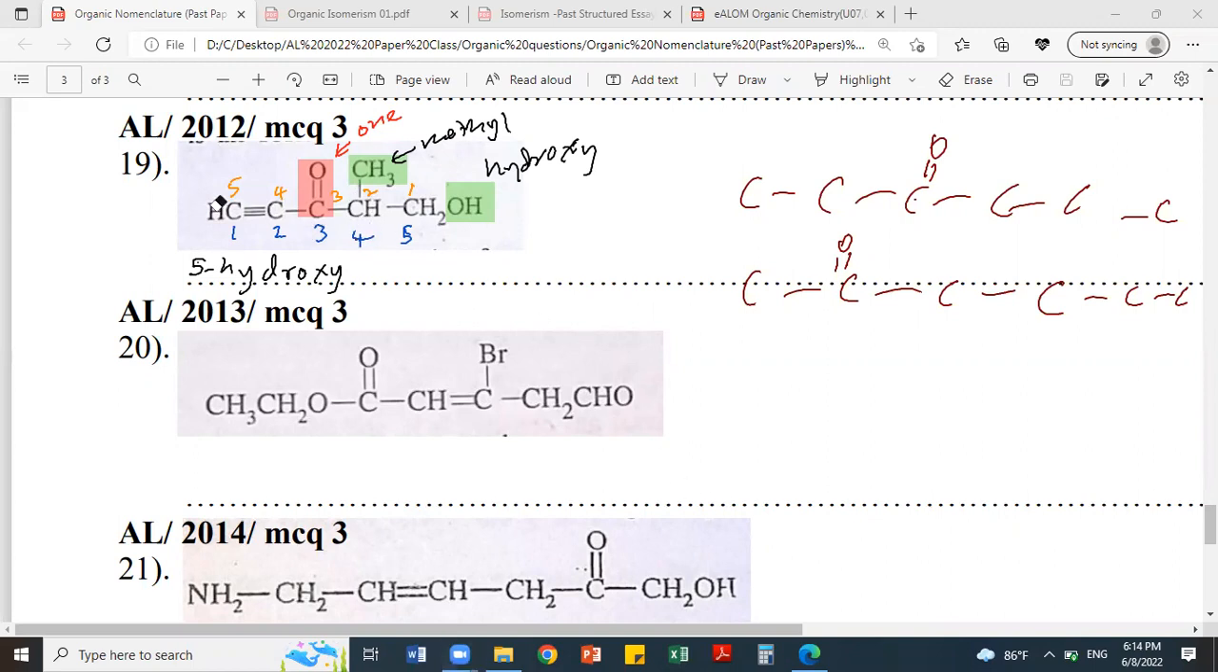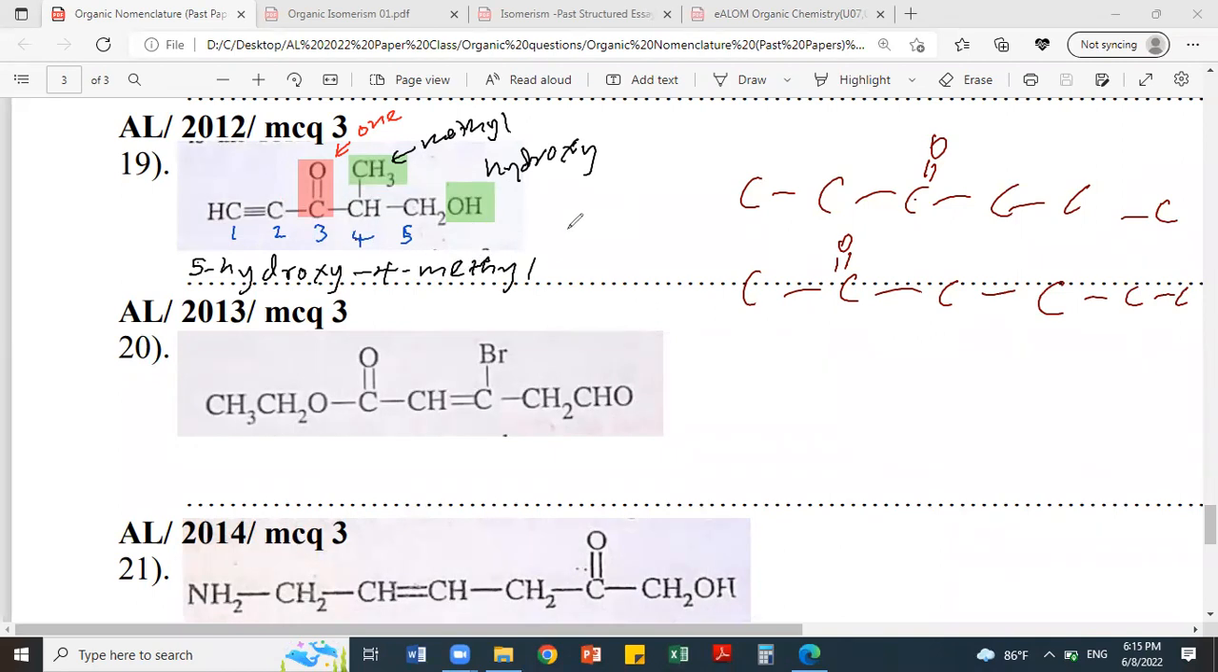I'll erase the pink or the orange one because that's wrong. That method of numbering is wrong. Therefore, we'll keep the blue one. 4-methyl. After that, what should come next? So then we have to represent it's pentyne, but you can write just pentyne.